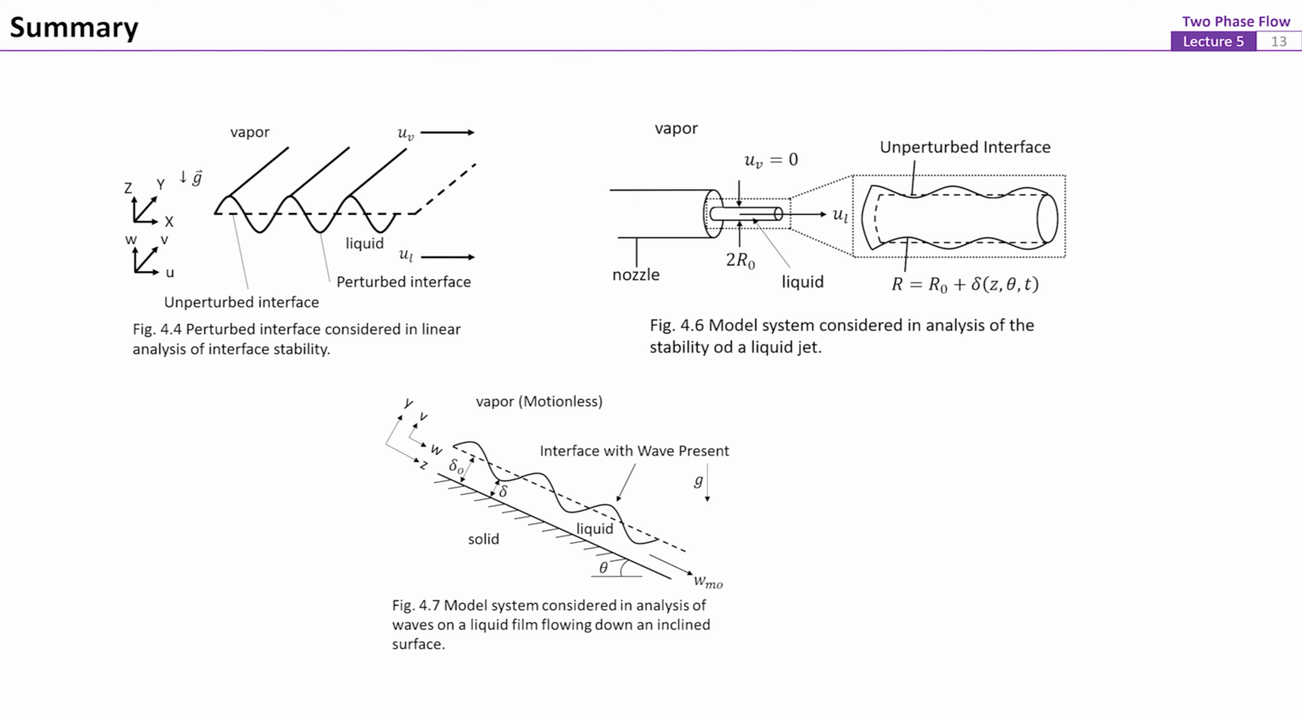Critical values of the wave number and the wavelength corresponding to the determination of interfacial stabilities are presented. These results and the relations of the interface stabilities will be used in later lectures for analyzing heat transfer characteristics with phase change.